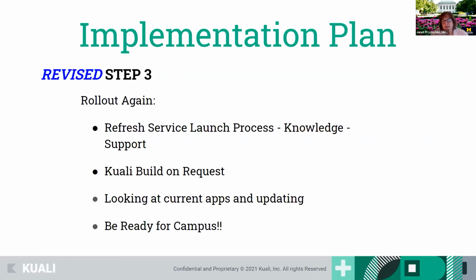So that's where we are at the university with how we're going to be implementing Kuali Build again. So thank you. And if there's any questions, I'd be happy to answer them.